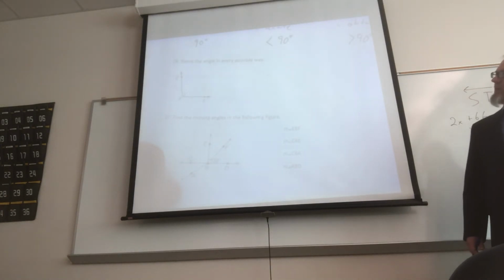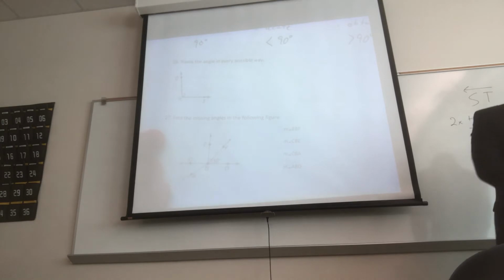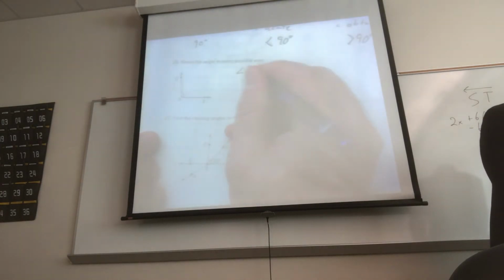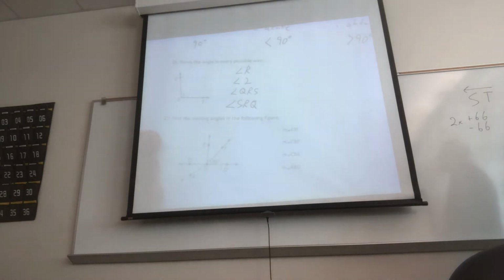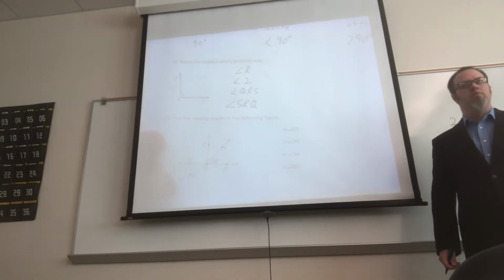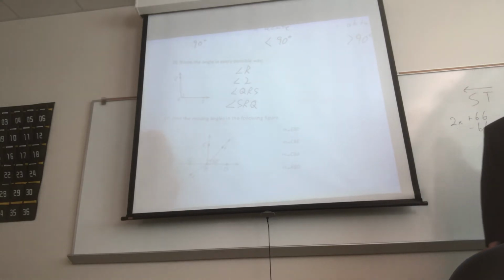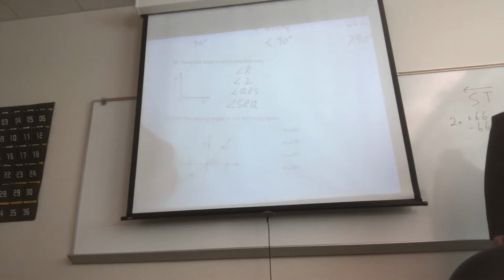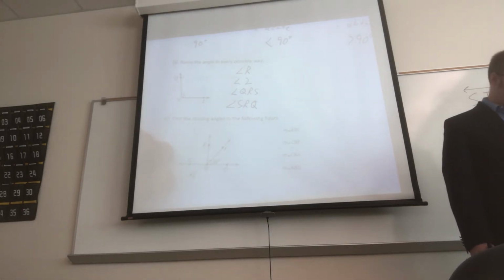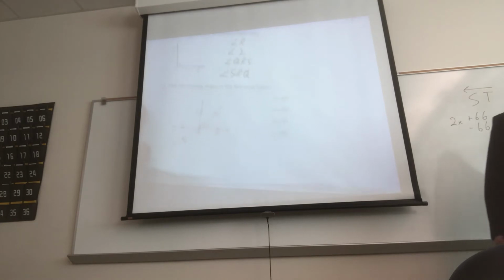Number 26, name this angle in every possible way. This can be angle R, it can be angle 2, it can be angle QRS, it can be angle SRQ. That's what it means by name it, okay? We're not necessarily labeling it as acute or obtuse in this case. It looks like it should be obtuse, but that's not really what they're looking for.